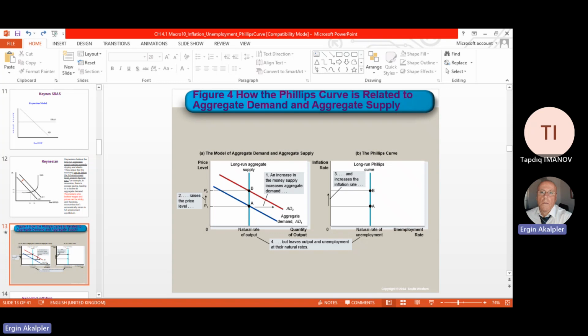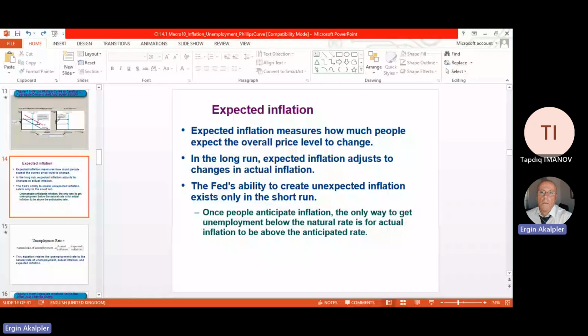And expected inflation, which is also an important issue in the economy, measures how much people expect the overall price level to change in future. In the long run, expected inflation adjusts to changes in the actual inflation, and the central bank, the so-called FED, as you know, the Federal Reserve System, has the ability to create unexpected inflation, which exists only in the short run. As you understand, the FED has the parameters and the instruments for controlling and changing this inflation regarding the policy or governmental applications.